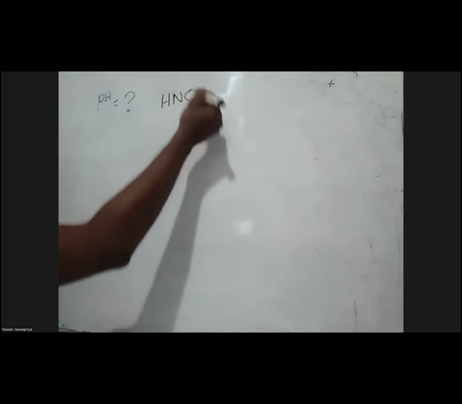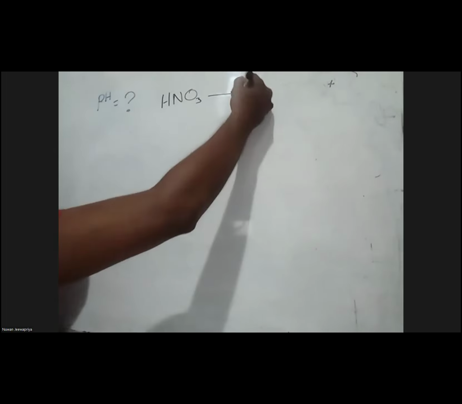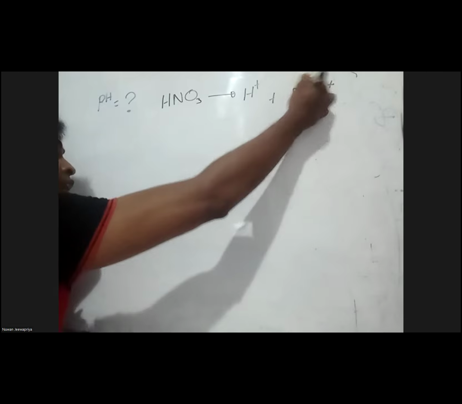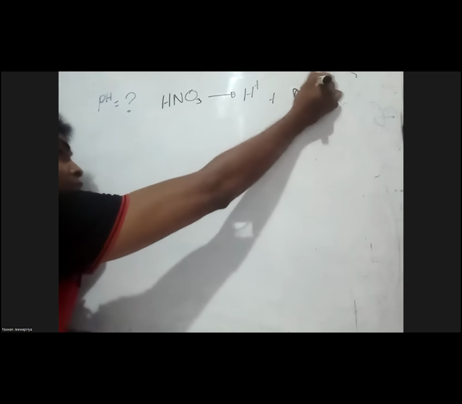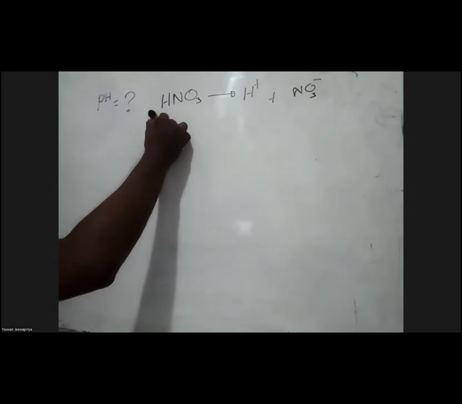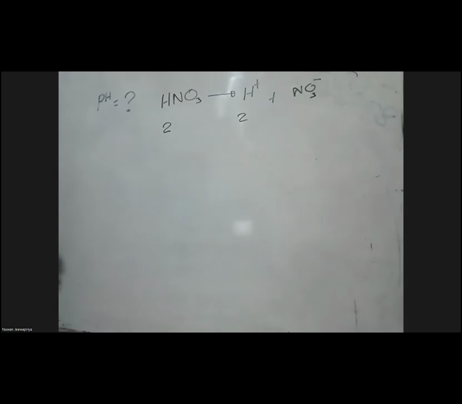So they have given the acid. The acid is nitric acid, and nitric acid is strongly ionized. It is a monobasic acid, so it gives 1 H plus and NO3 minus, the nitrate ion. According to the question, the concentration of nitric acid is 2 moles per cubic decimeter, so H plus concentration is also 2. So that's very easy. We know the H plus concentration.